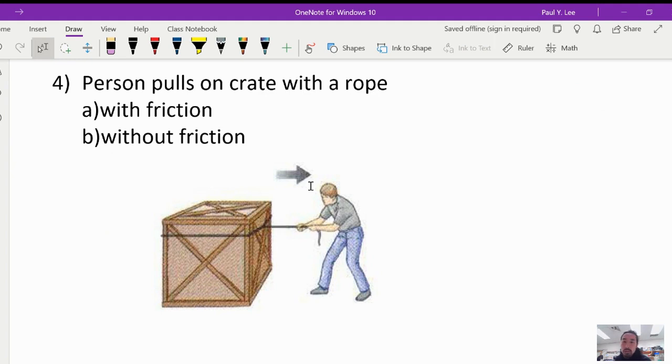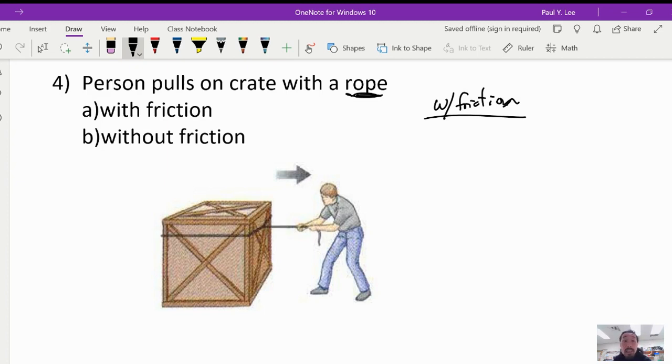Next scenario where we're going to come back with this rope idea, but this time we are going to try to include many things together. So we have a person and they are pulling on a crate with a rope. So I'm going to have two scenarios here. One is going to be with friction, and the second scenario is going to be without friction. So let's do the one with friction first. All right, so this is with friction, with friction, no air resistance.